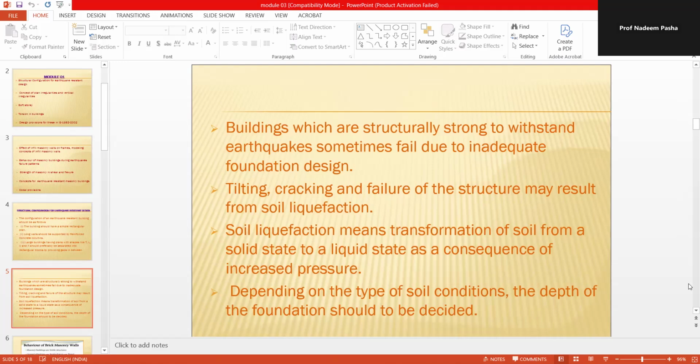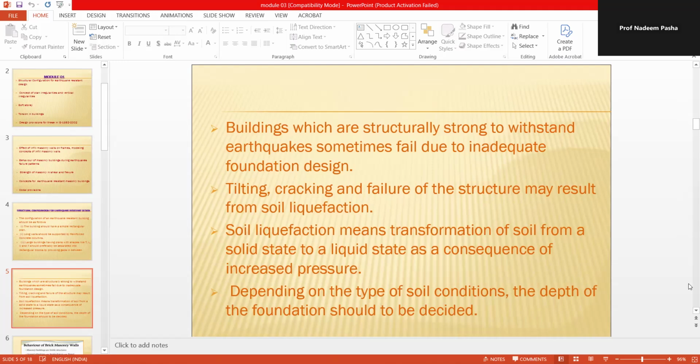But if some amount of water is inserted into it, or due to increase in pressure of the molecules due to void ratio, air bubbles and all, what will happen? There will be a change in the state of soil from solid to liquid. Such a case we call soil liquefaction.